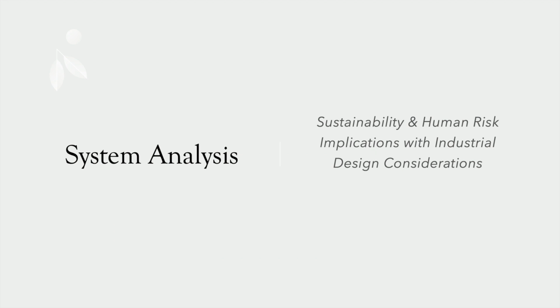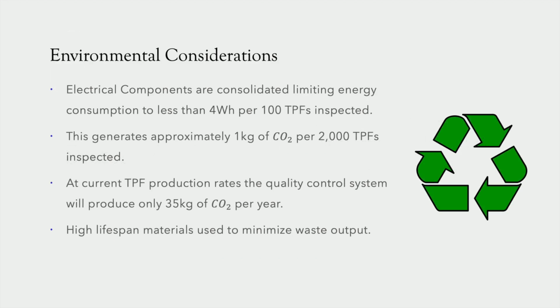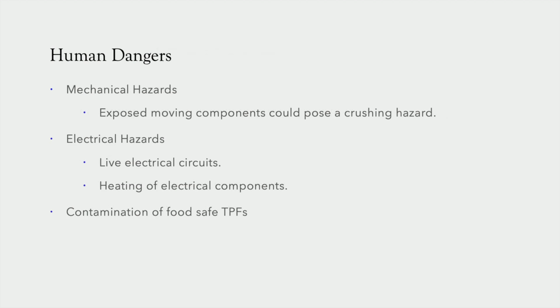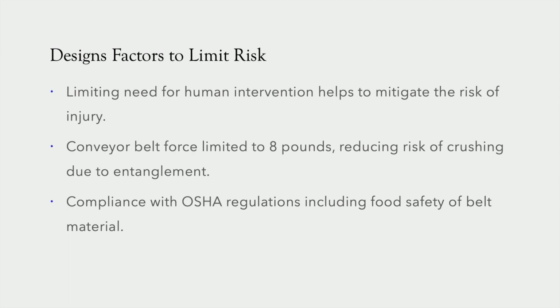For system analysis, we've got a lot of environmental considerations. We want to reduce the amount of impact on the environment that our system has, and we want high lifespan materials to minimize waste output. We also want to minimize all hazards and contamination of food-safe toothpick flags. So we're going to reduce the amount of human intervention as well as limiting the force of the conveyor belt and complying with OSHA regulations.